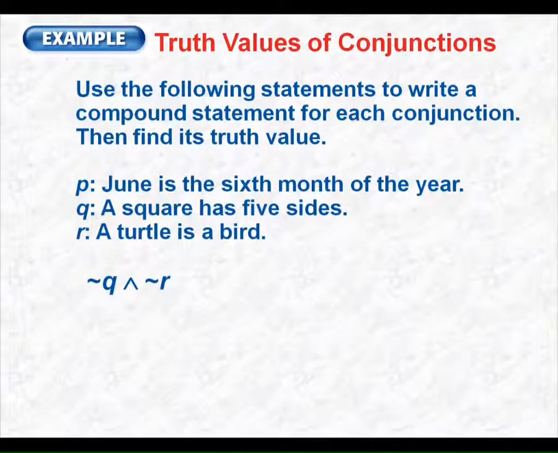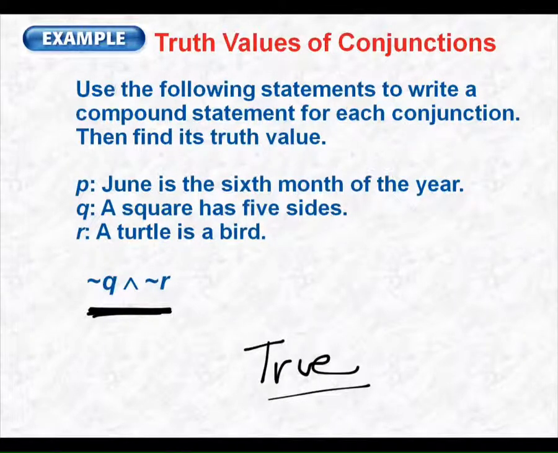How about this one? Again, I'm looking at this statement here. If you read this out loud as the compound statement, it would be not Q and not R. So it'd be a square does not have 5 sides and a turtle is not a bird. Would that be true or false? It'd be true because both of those statements are true. A square does not have 5 sides and a turtle is not a bird. Those are true statements. Very good.